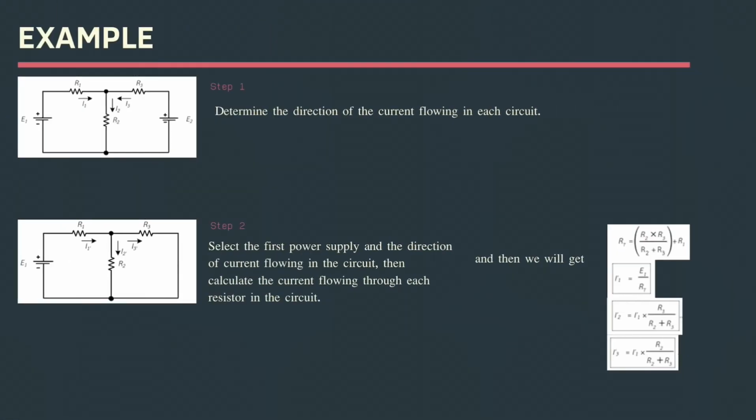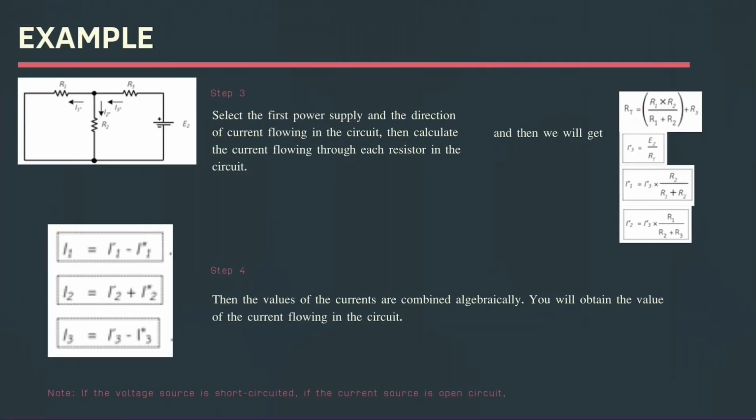Step 1. Determine the direction of the current flowing in this circuit. Step 2. Select the first power supply and the direction of the current flowing in the circuit. Then calculate the current flowing through each resistor in the circuit, and we will get this equation from step 2. Step 3. Select the second power supply and the direction of current flowing in the circuit. Then calculate the current flowing through each resistor in the circuit, and we will get this equation in step 3.